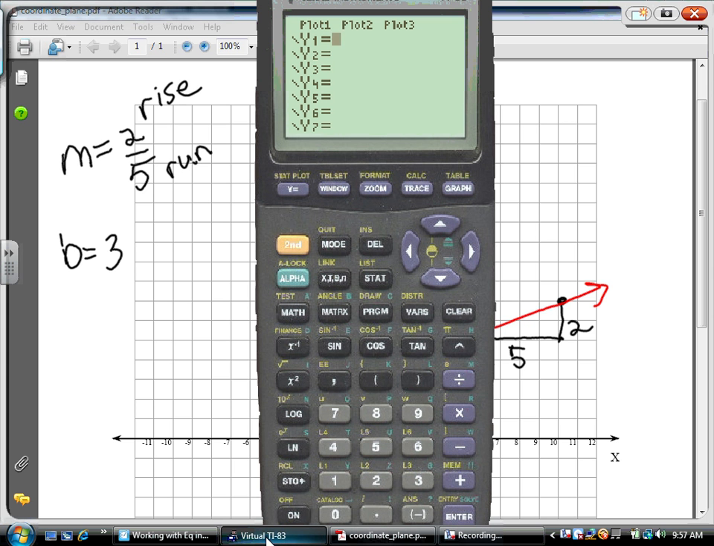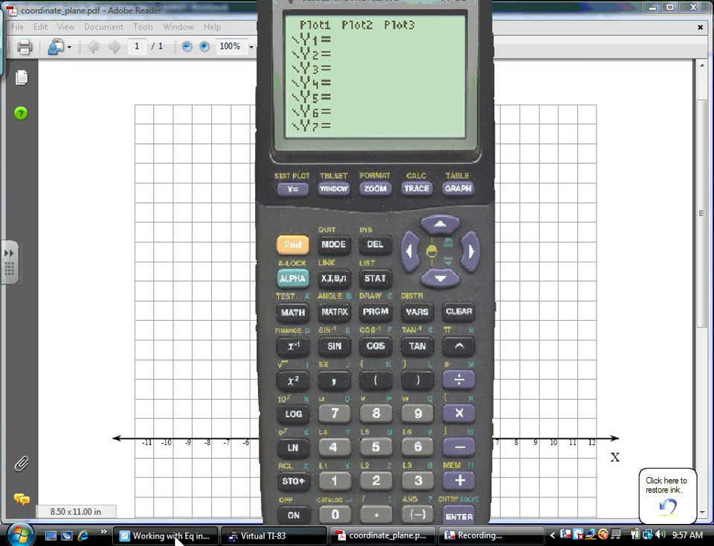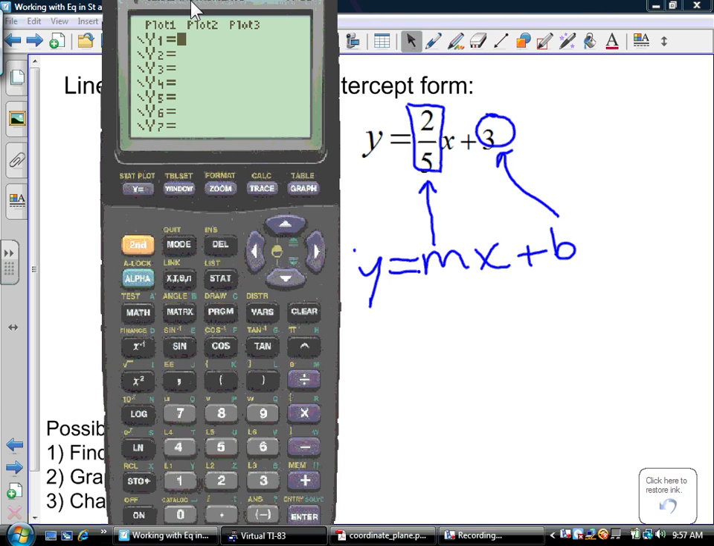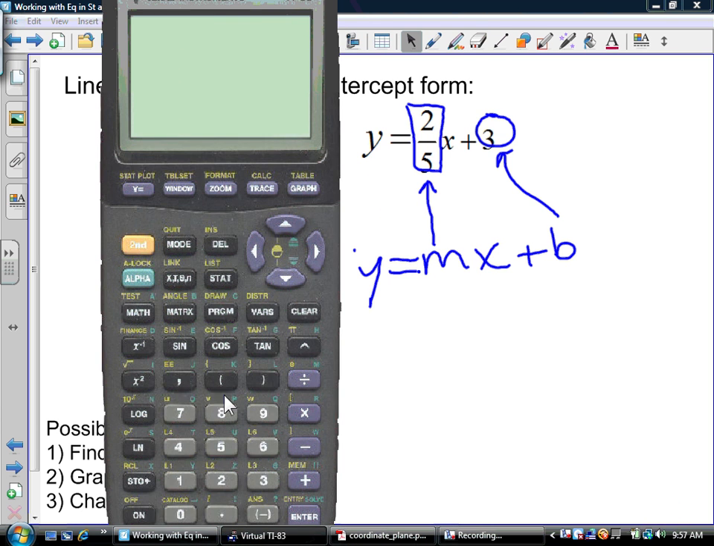What I'll do is plug that equation into the calculator just to see if our line matches up. So I'm going to put 2/5 in parentheses, 2 divided by 5, times x, plus 3. So that's pretty much what our graph looked like.